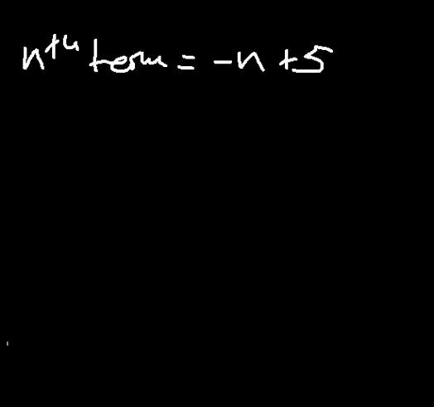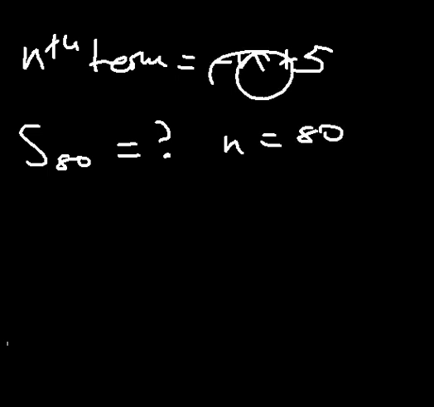And what if we have the nth term formula given as negative n plus, let's say, 5? What is the sum of, let's say, 80 terms if this is the case? The principle remains the same. In this case, the number of terms is given as 80. Don't compromise with this one.